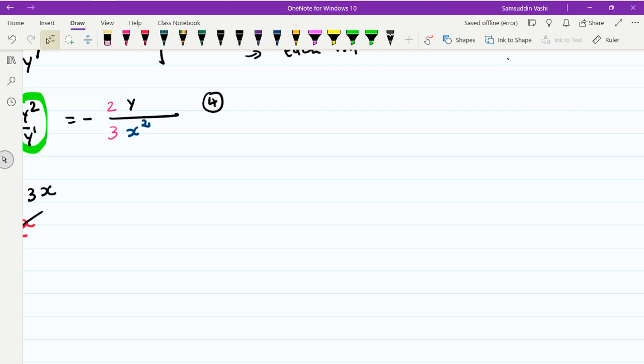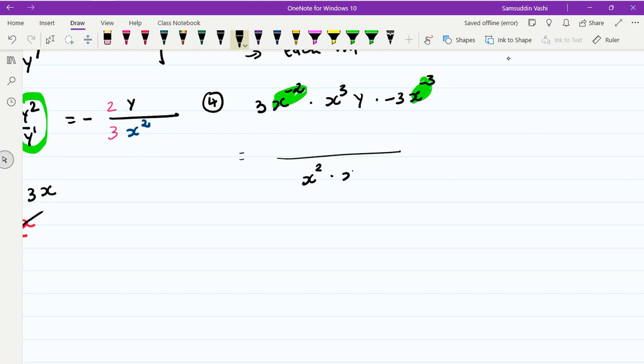No, there's no easier one. It's for you. I'm working for the whole class. Times x cubed y times negative 3 x to the power of negative 3. So in 2 places I see the negative power. So those two places I will change. Is there anywhere else you see negative power? No. So I will put x squared times x cubed.